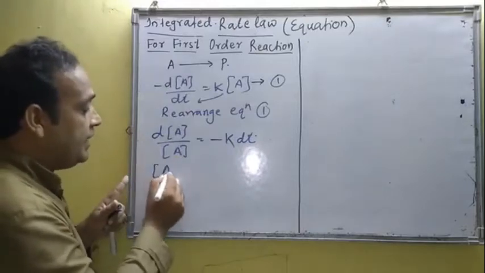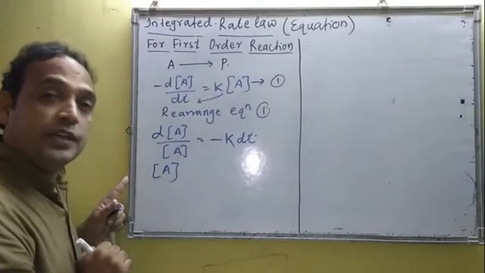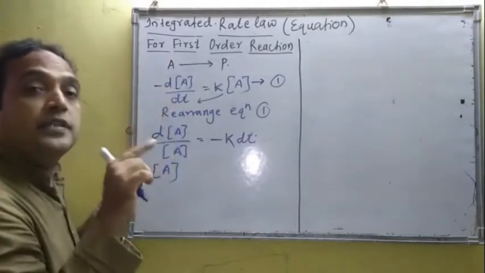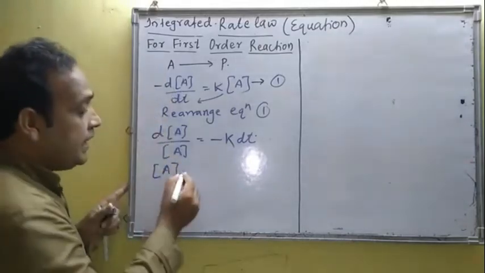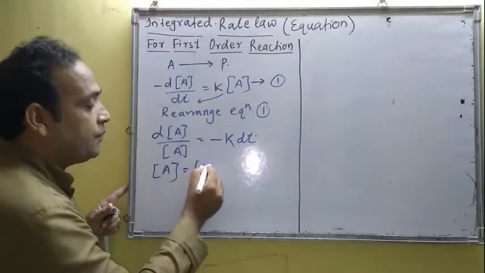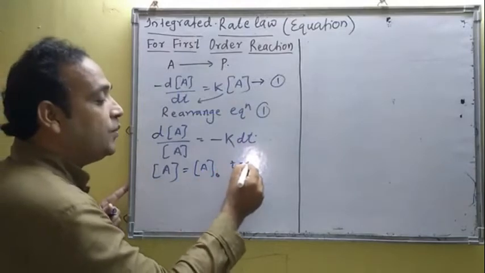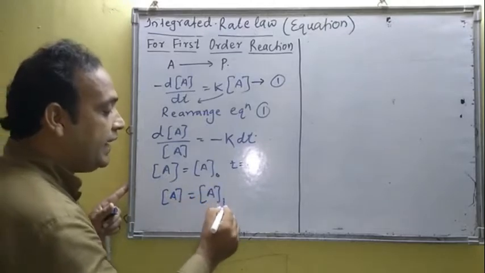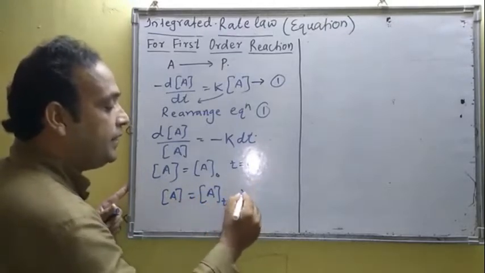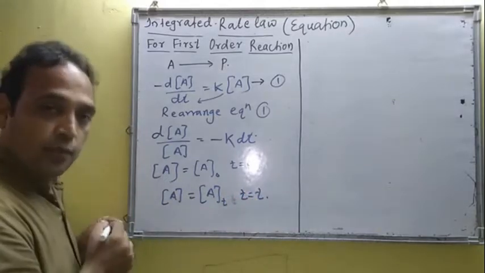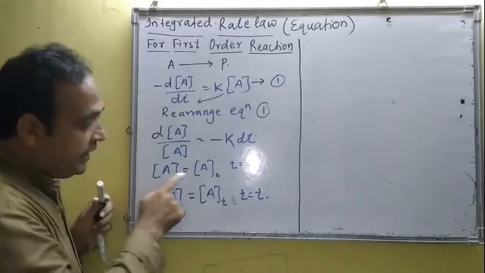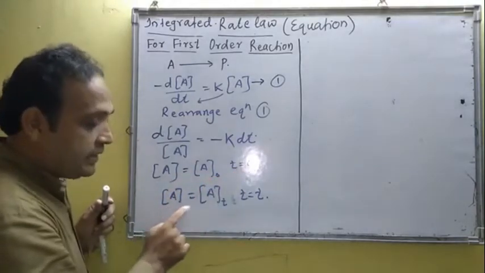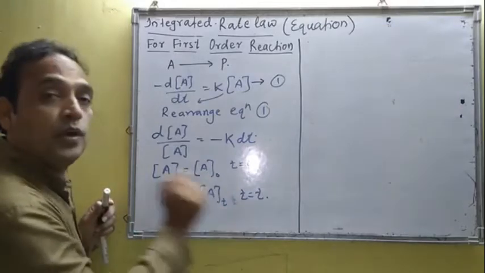Here A is the concentration of reactant A at time t. Suppose concentration of A is equal to A0 when time t is equal to 0 and concentration of A is equal to At when time t is equal to T.